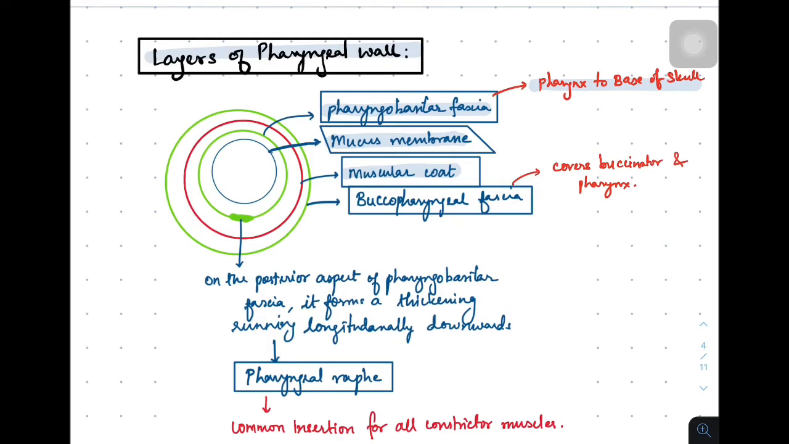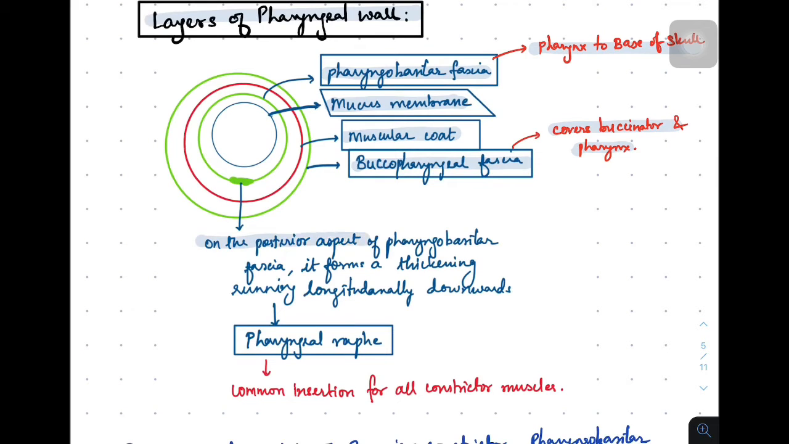Then we have the buccopharyngeal fascia, which covers the buccinator and the pharynx. That's why it gets the name buccopharyngeal fascia. On the posterior aspect of the pharyngobasilar fascia, it forms a thickening running longitudinally downwards. This thickened part of the pharyngobasilar fascia is called the pharyngeal raphe.